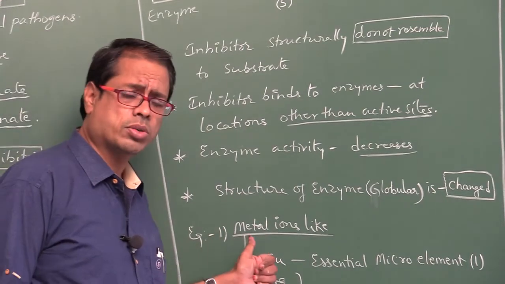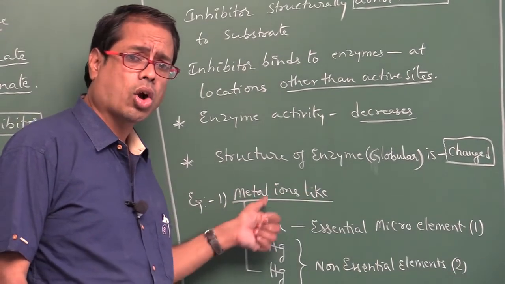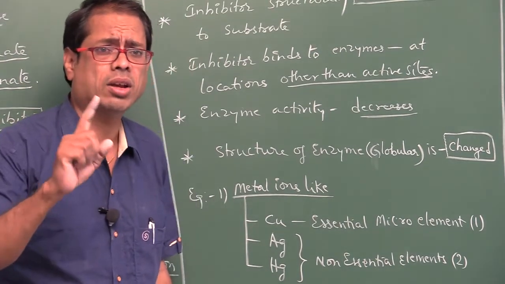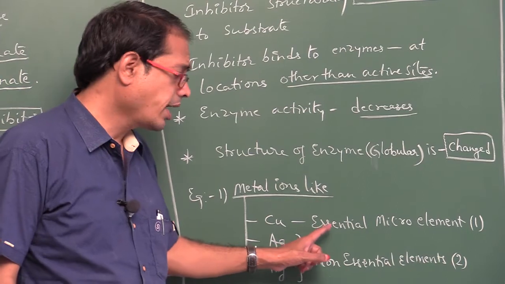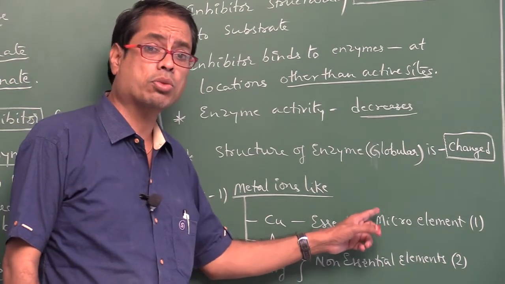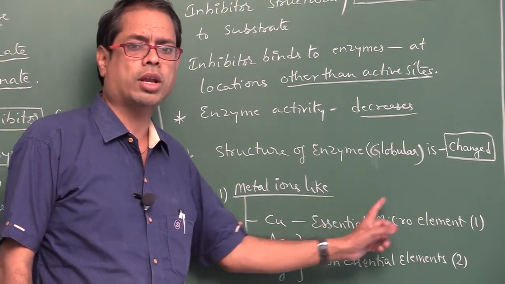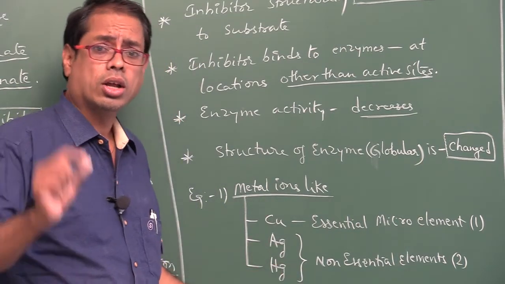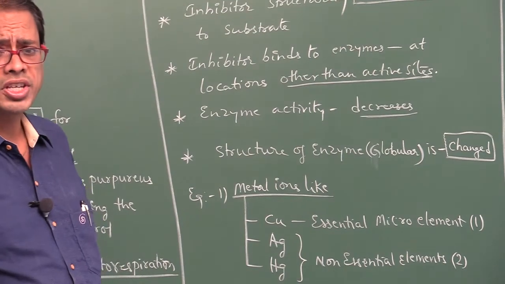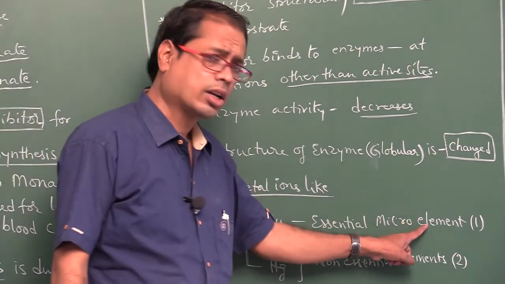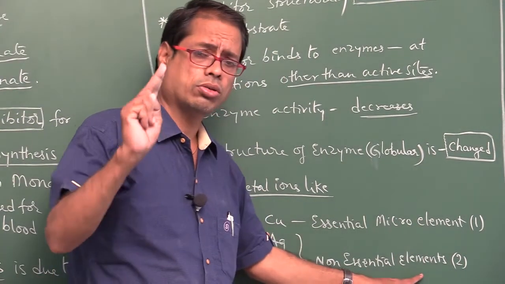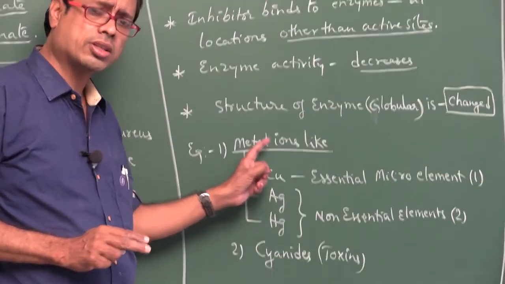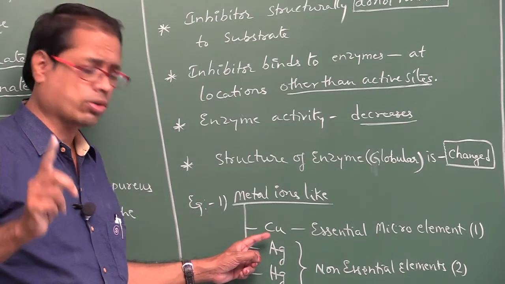So what are the examples? Metal ions like copper, silver, mercury. Copper is an essential element which belongs to the essential micro elements. Silver and mercury, these two are called non-essential elements. Number of essential elements: 1. Number of non-essential elements: 2. So the metal ions are copper, silver, mercury.